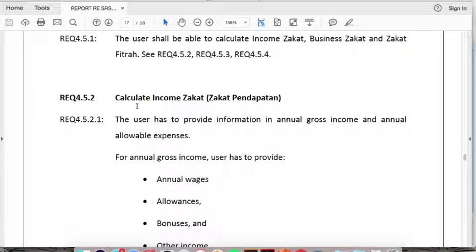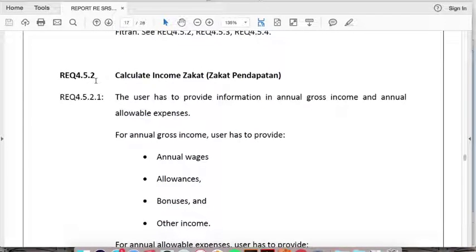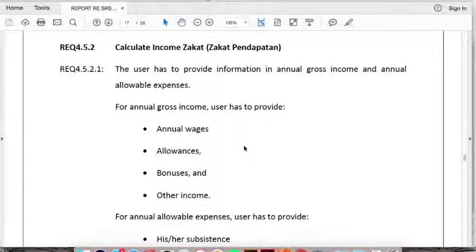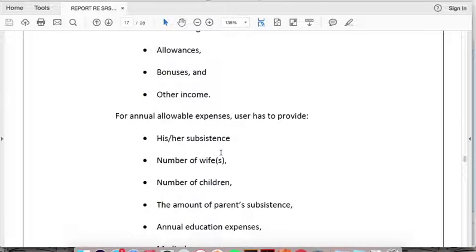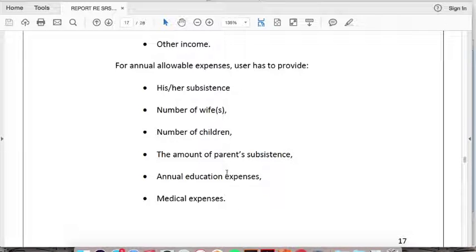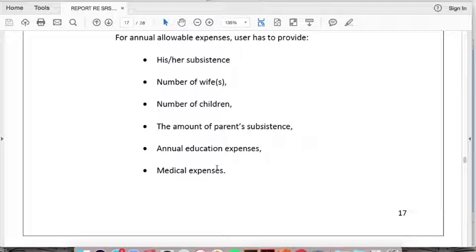For requirement 4.5.2, calculate zakat income, has multiple child requirements, in which the user has to provide information in annual gross income and annual allowable expenses. For annual gross income, the user has to provide annual wages, allowances, bonuses, and other income. For annual allowable expenses, the user has to provide his or her subsistence, number of wives, number of children, the amount of parent subsistence, annual education expenses, and also annual medical expenses.